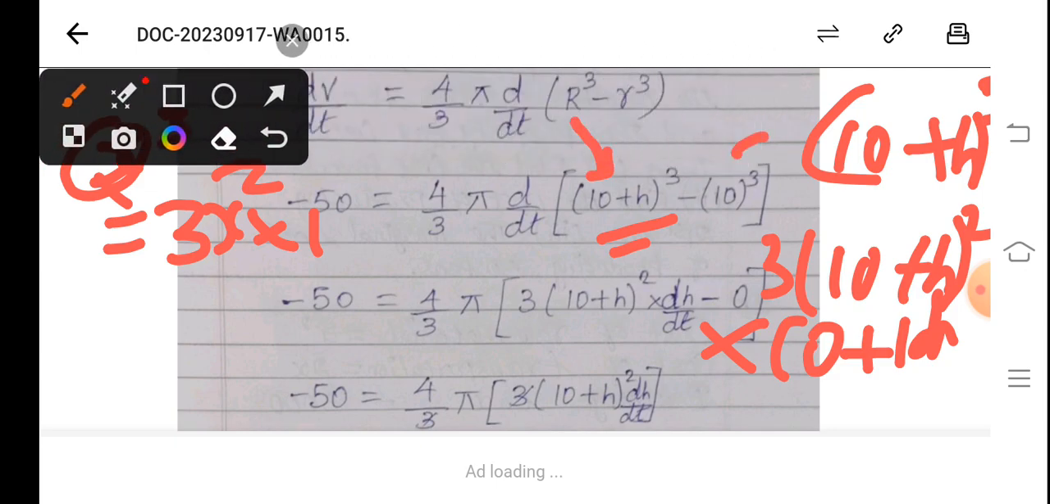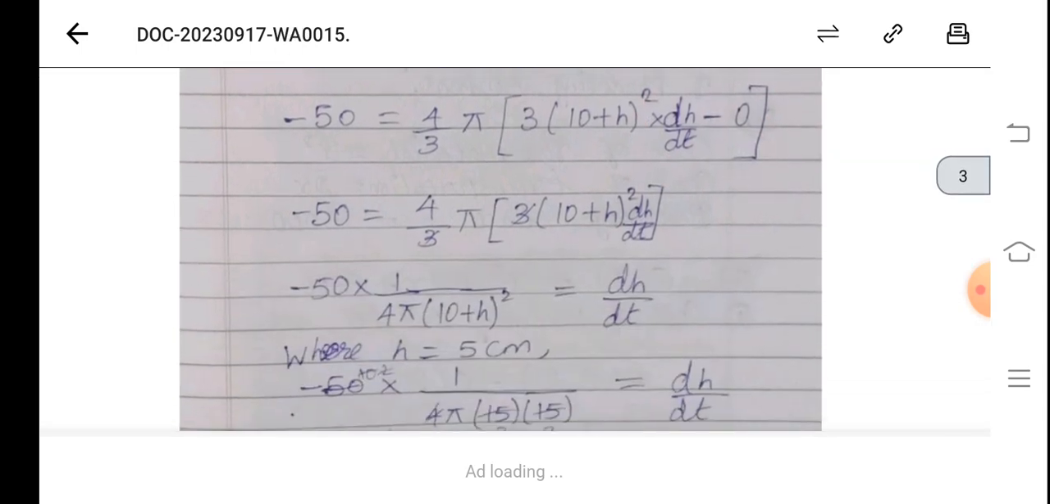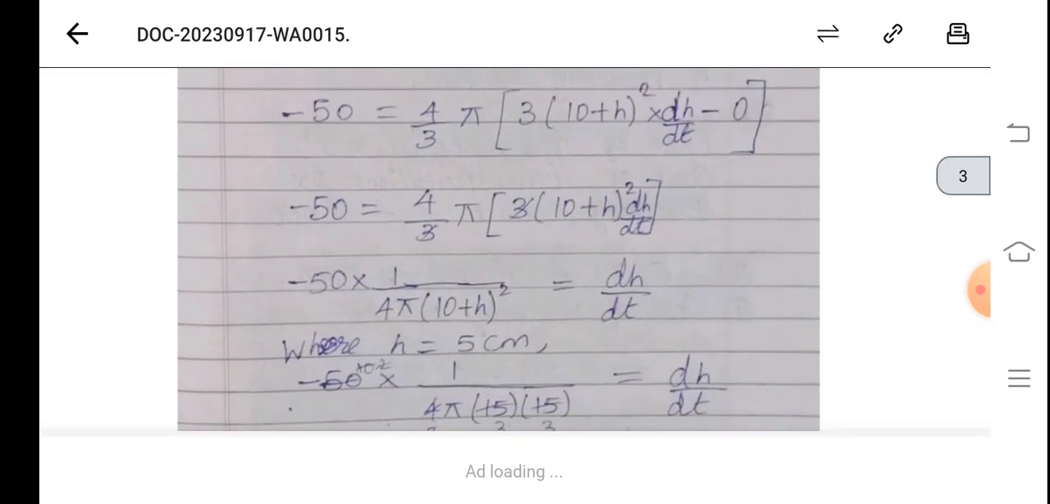Did you understand what we are talking about? In that way we get 3 into 10 plus h whole square into dh by dt. How we got dh by dt is important, because we are using the chain rule. Inside, 10 differentiation is 0 and h differentiation is 1 into dh by dt. Remember, we are doing an implicit function. We are not differentiating with respect to h, we are differentiating with respect to t, time. If you understood this step, the rest is easy for you.